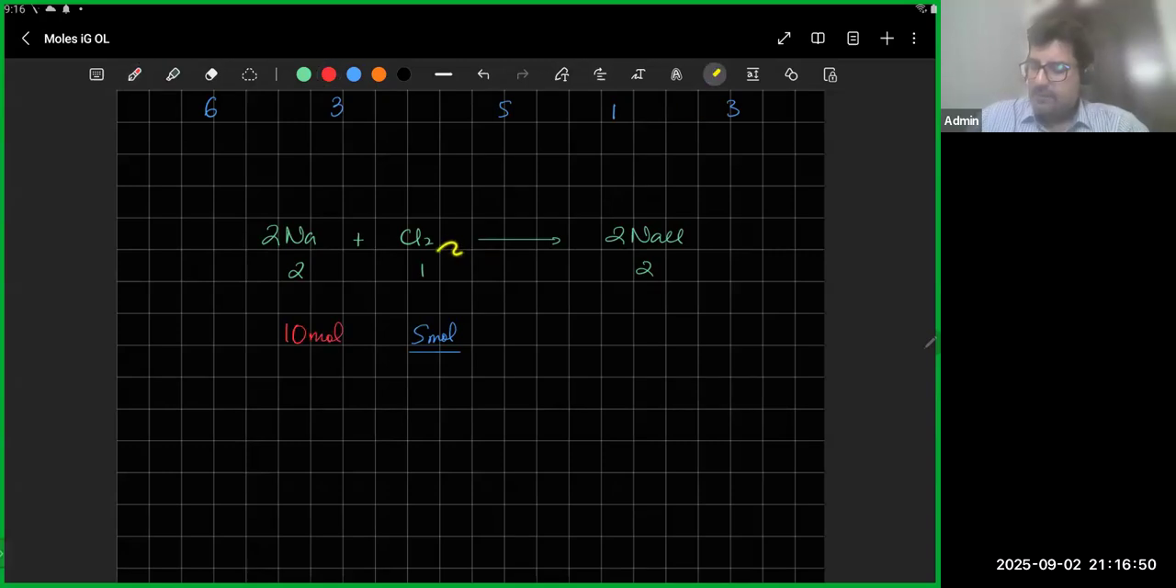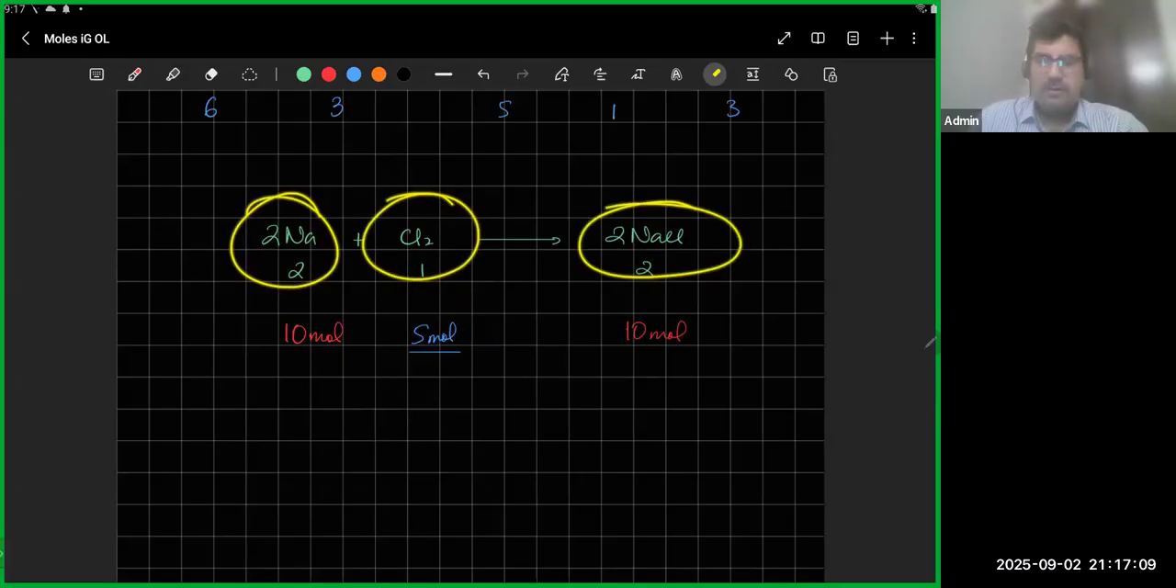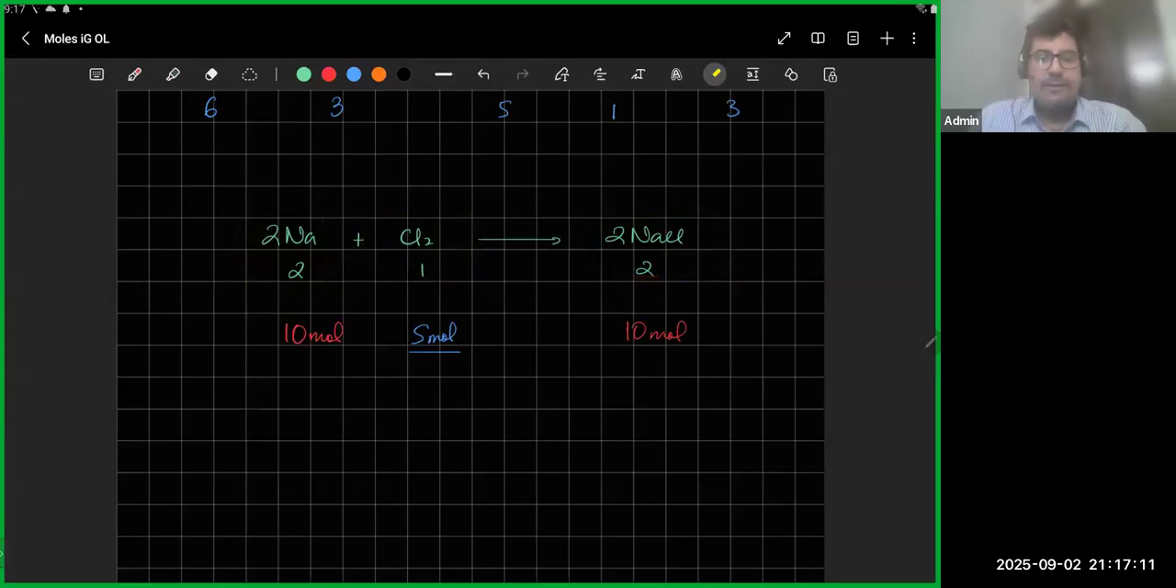And same on the other side. 1 Cl2 produces how many NaCl? 2 NaCl, right? Double. So if you use 5, it's going to produce double the amount, and that's going to be 10 moles. Okay? So every moles question would be solved in exactly the same way. They'll give you the moles of any one of these substances, and using ratios, you'll be able to figure out the moles of all the other ones. Clear, Beta?